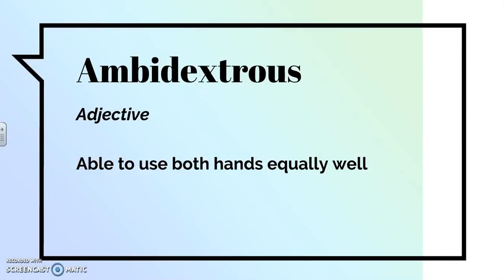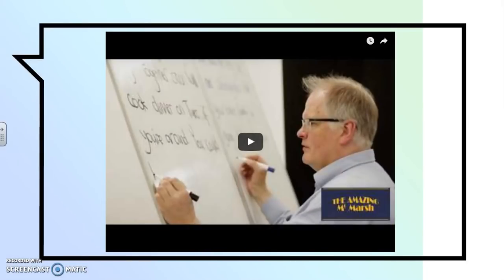The next word, ambidextrous. Ambidextrous is an adjective. It means able to use both hands equally well. A way for you to remember this, if you have dexterity, that means you have flexibility of your hands. That means that your hands can do a lot of things. Ambi means many, so it is being able to use your hands dexterously. So ambidextrous looks like this.